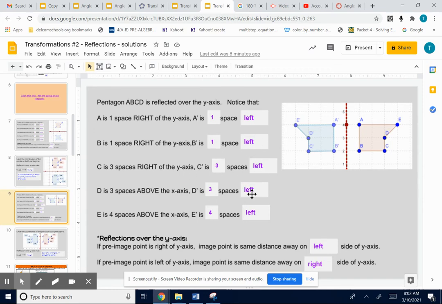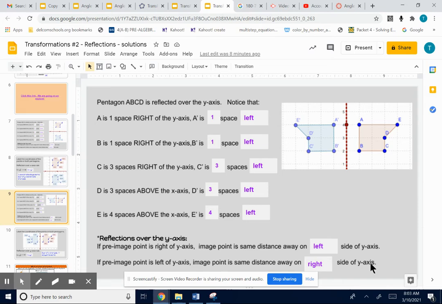You would see that when you have a pre-image reflected over the y-axis, if a point is to the right of the y-axis, the image point is the same distance to the left of the y-axis. Now we're thinking right-left instead of up-down like we did before. If the pre-image point is to the left of the y-axis, the image point is that same distance to the right of the y-axis.